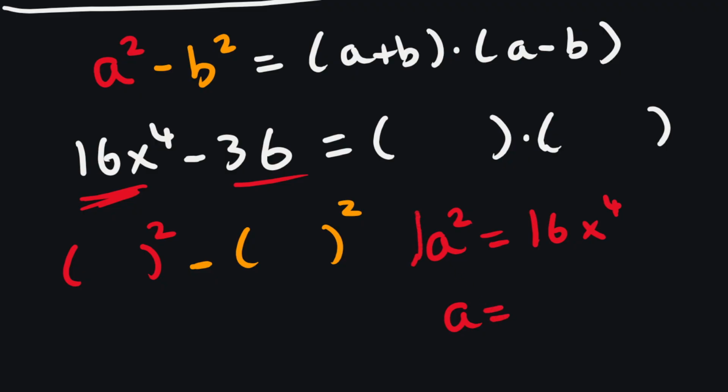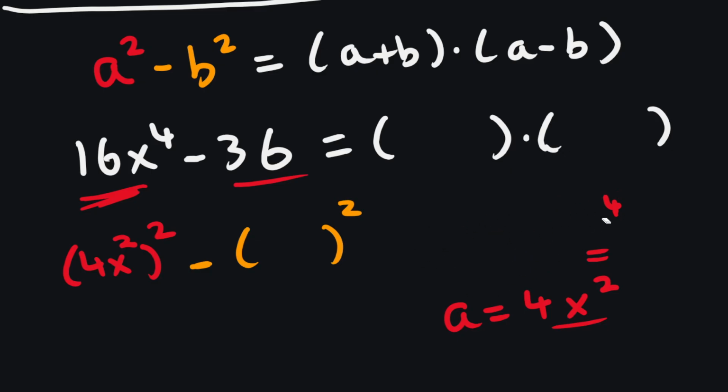Perfect. But now what is a then? Well, we can take the square root of both sides to find a. And let's do it. What's the square root of 16? That is 4. And what's the square root of x to the fourth? That is x squared. Okay, so we know a is 4x squared. Excellent. And let's do the same thing to find b.